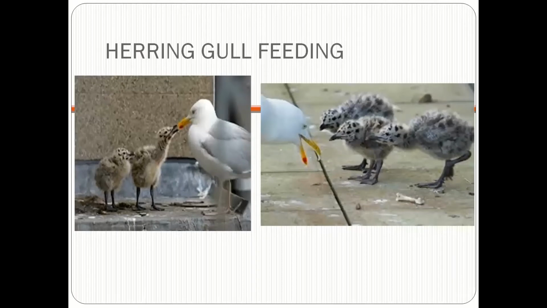Now this is a very classical example, herring gull feeding. The herring gull has a red spot on the beak. You can see in this photo there are three chicks and they are tapping their beaks on this red spot. Now when these chicks tap on the red spot, the parent regurgitates the food out for the chicks. So this is herring gull feeding. This is a classical example of feeding. We will see a small video of this feeding behavior.